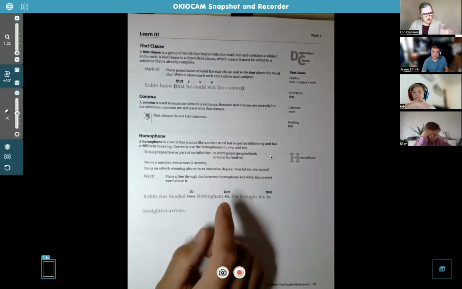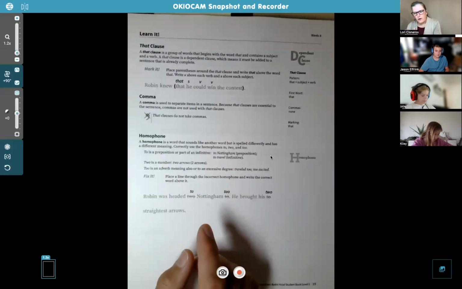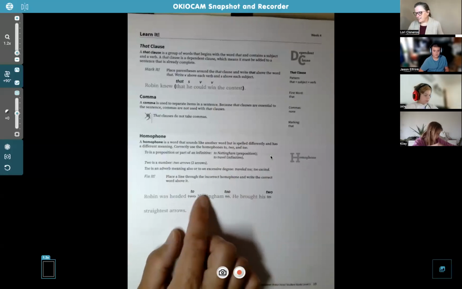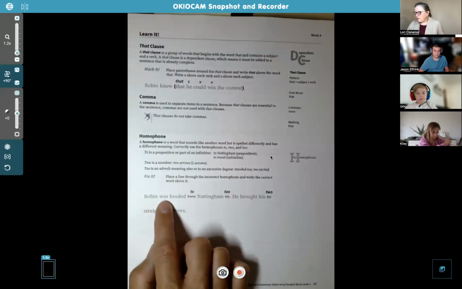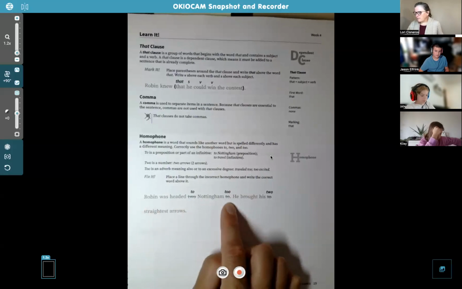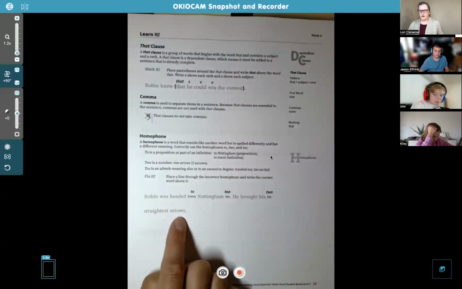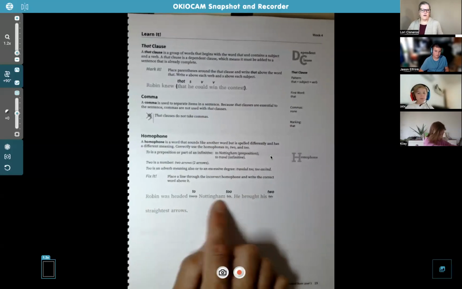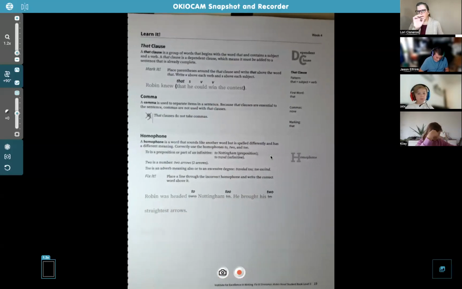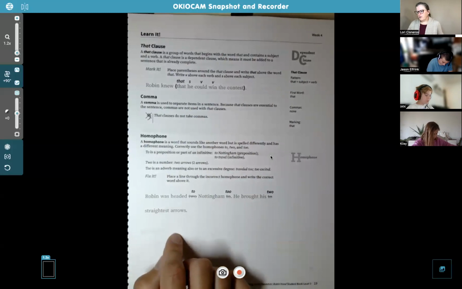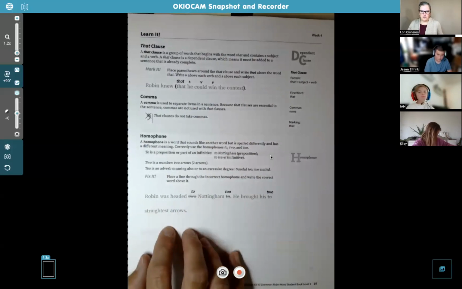Place a line through the incorrect homophone, and then you're just going to write the correct one above it. I see that, Jason. Robin was headed to Nottingham too. He brought his 2 straightest arrows. Notice they had the wrong ones in there. All you do is one line through the mistake, put the correct word above it. That's how you fix the homophones that are incorrect in this book.